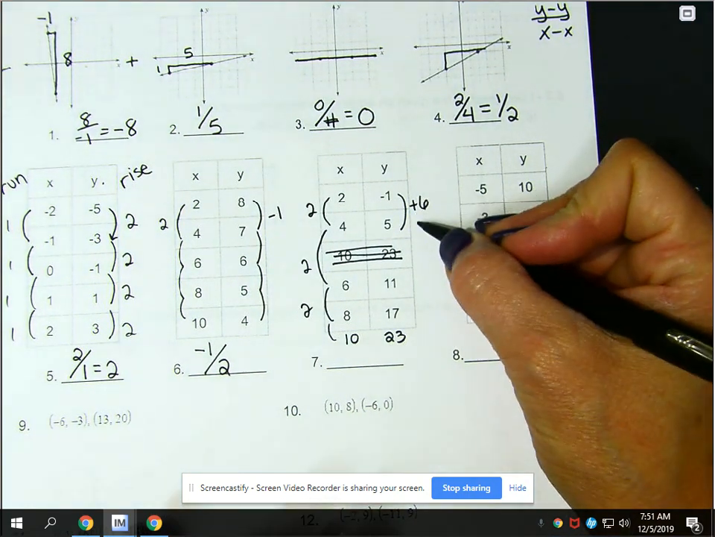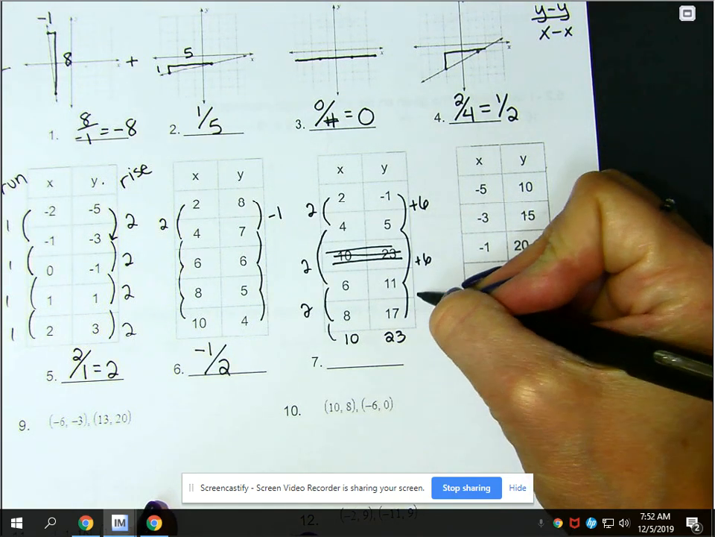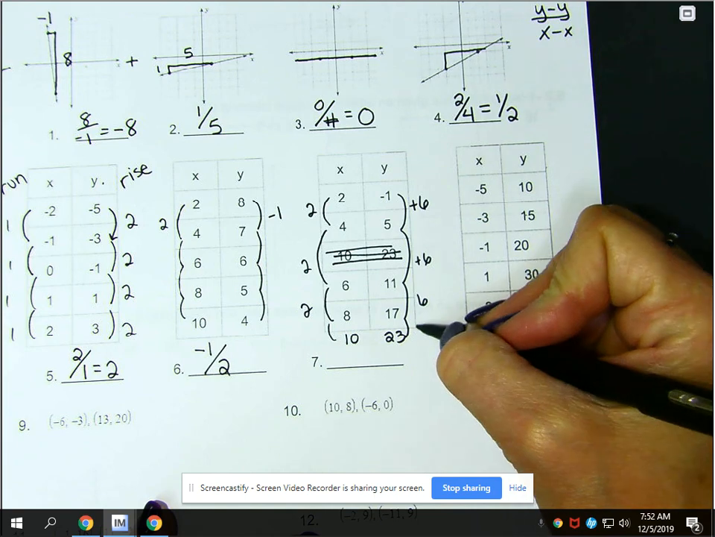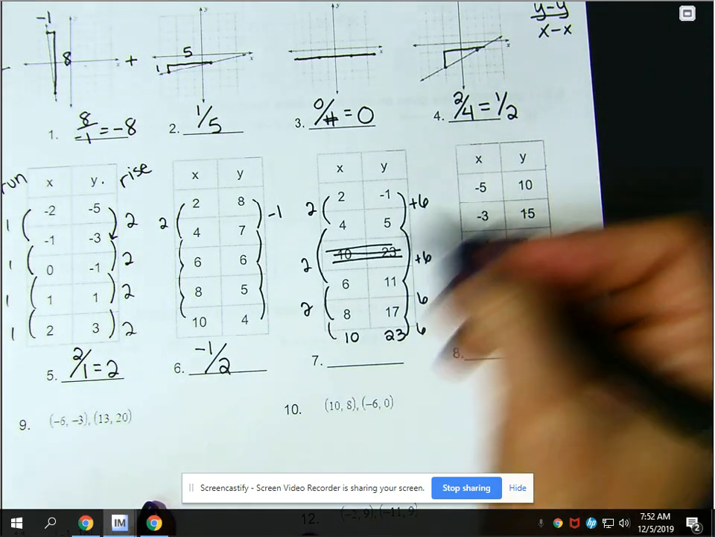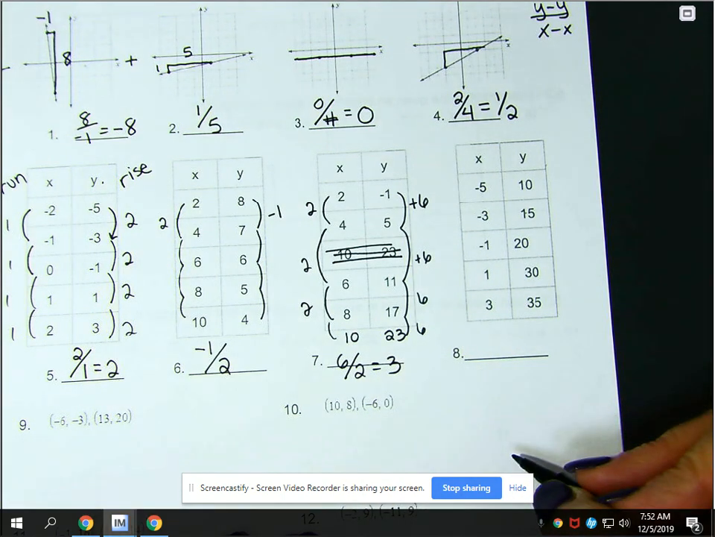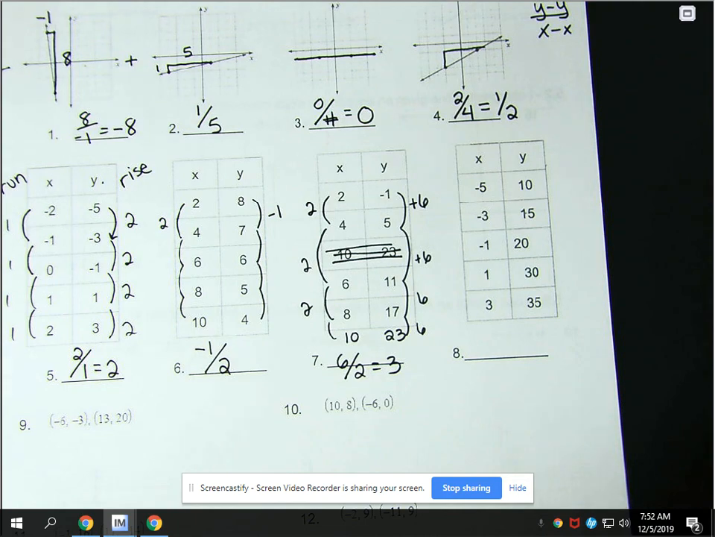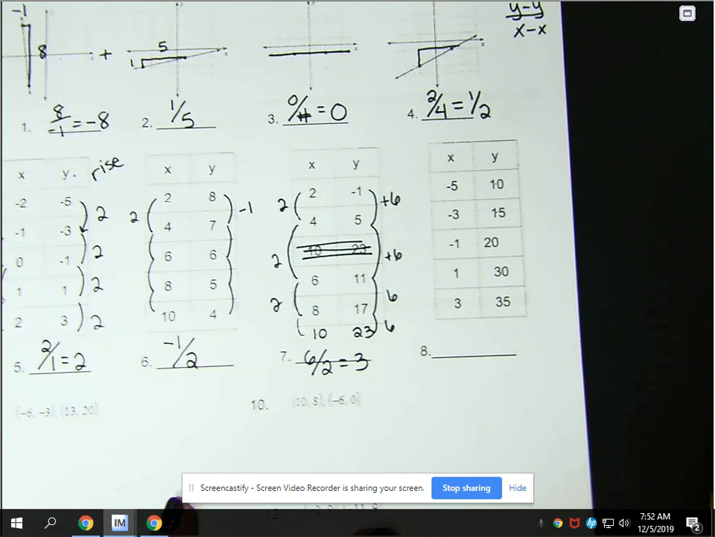So now let's look at the y's. 5 to 11 is adding 6. 11 to 17 is adding 6. And 17 to 23 is adding 6. So my slope is 6 over 2, which is equal to 3. Sometimes you got to make sure that the points are in order. I do that on purpose. All right, the next one.